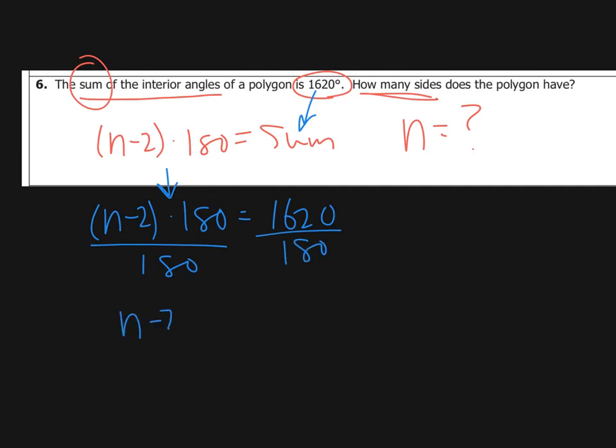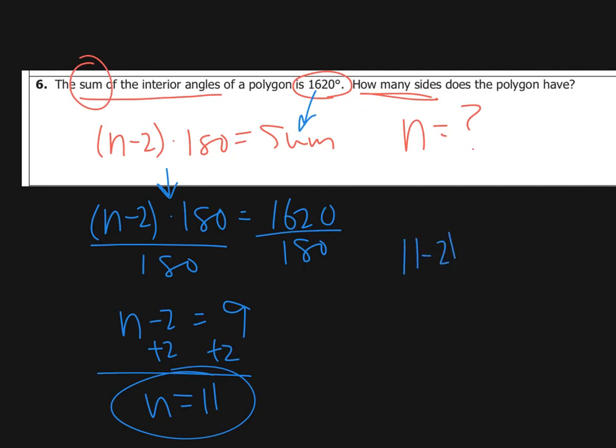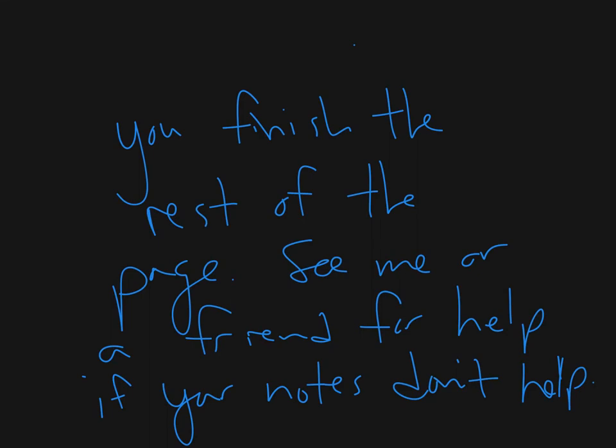And I'm going to get n minus 2 is equal to 9. Well, now that's a piece of cake. Add 2 to both sides, and we get n is equal to 11. This is an 11-agon. Just for the record, we'll double check: 11 minus 2 times 180 is 9 times 180, which is equal to 1620. Check. This is our final answer: 11-sided.